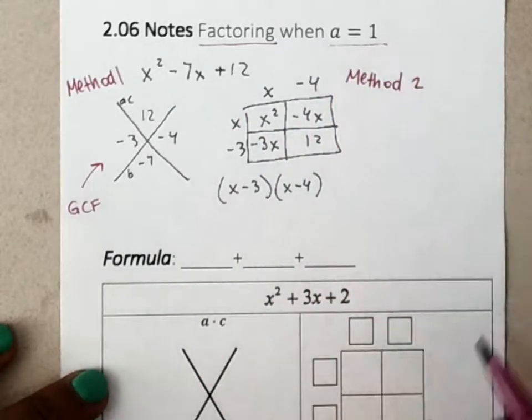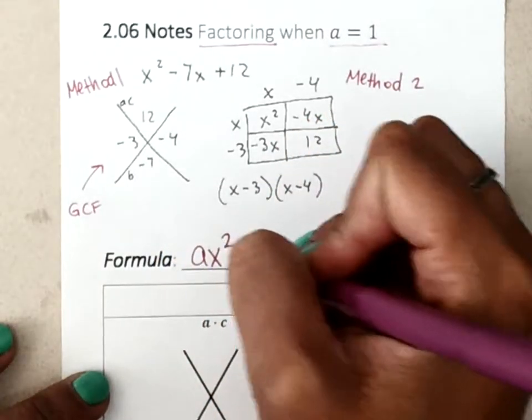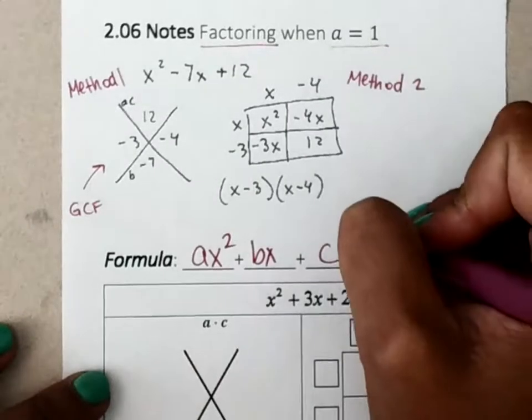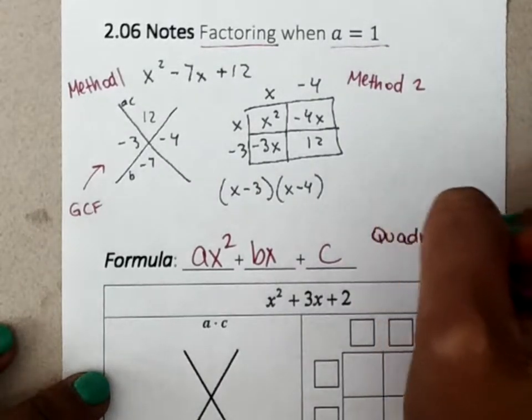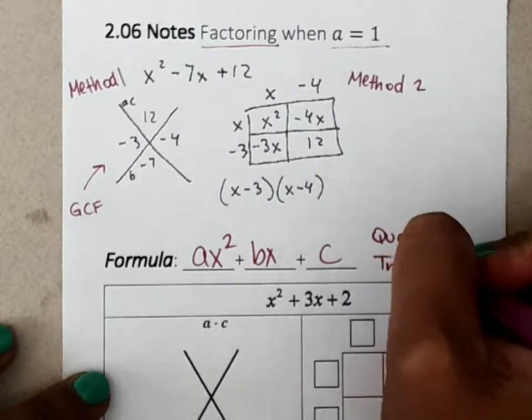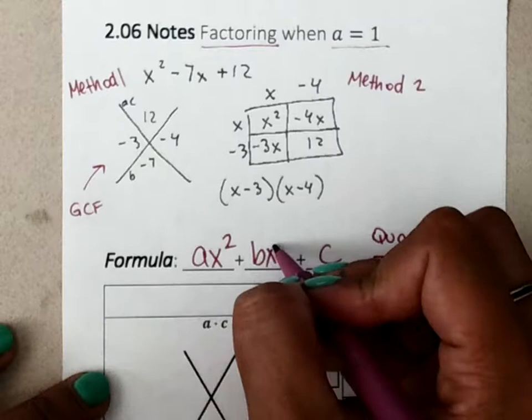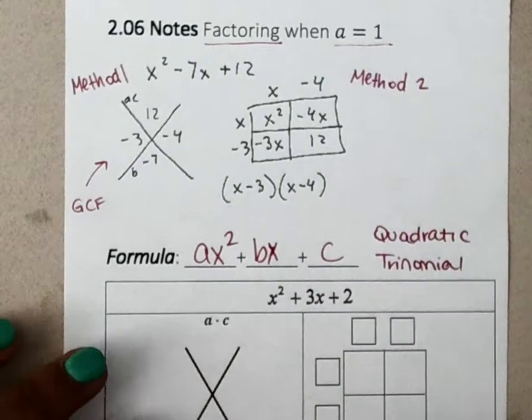What I mean by a equals 1 is the formula for a quadratic trinomial is ax squared plus bx plus c. It's important to remember these letters because we're going to be referring to them a lot today.